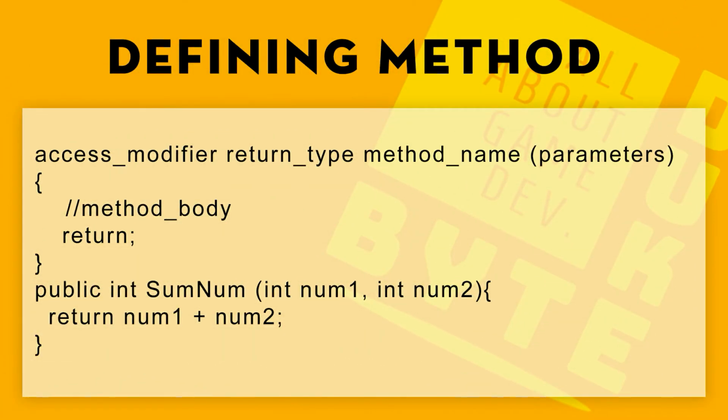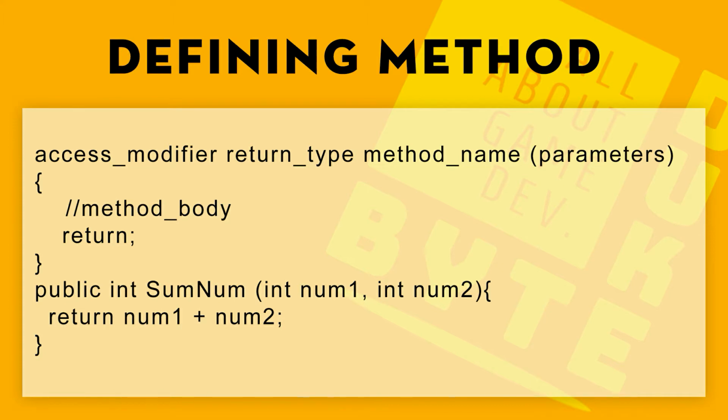To use a method, you must define and next call the method. When defining a method, the elements of its structure should be specified. The access modifier defines the visibility of the methods. Private is only visible inside the class. Public is accessible from other classes.